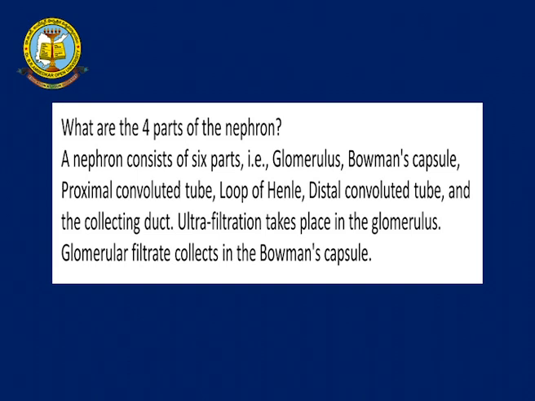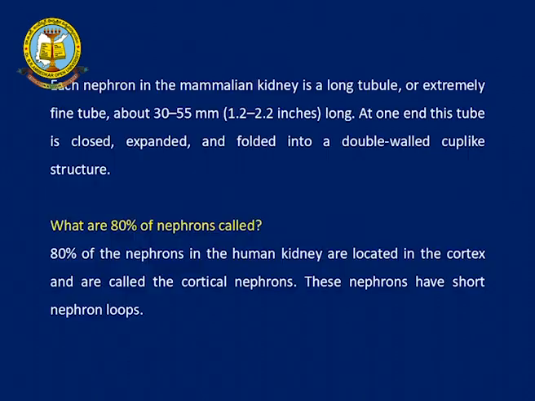The glomerulus filters into the Bowman's capsule. Each nephron in the mammalian kidney is a long, extremely fine tube about 30 to 55 millimeters, that is 1.2 to 2.2 inches long. At one end this tube is closed, expanded and folded into a double-walled cup-like structure.